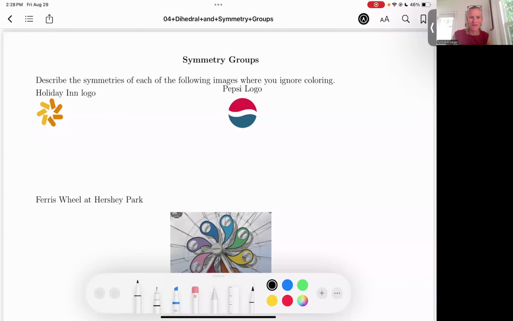In the last video, we saw that the symmetries of a regular n-gon, so a regular triangle, a regular square, a regular pentagon, are given by the dihedral groups, and that those consist of both reflections, flips, and rotations. Today, we're going to look at other shapes.